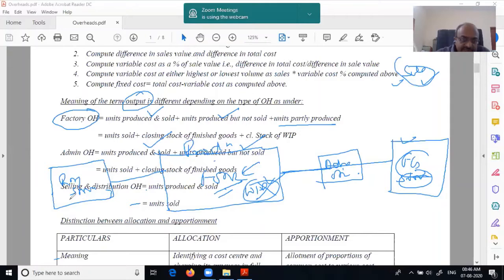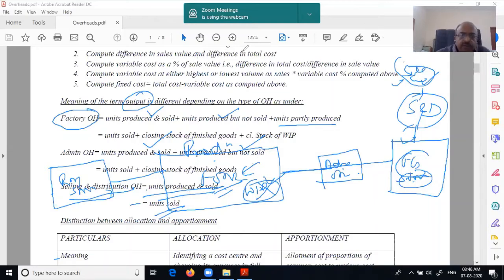For selling and distribution overhead, how is it happening? After this, selling and distribution is coming. So what has been produced and sold, only on that selling and distribution will go, not something which is sitting in stock. Therefore, selling and distribution quantity will be only units produced and sold, only units sold. That will be the quantity. That is the meaning of output.